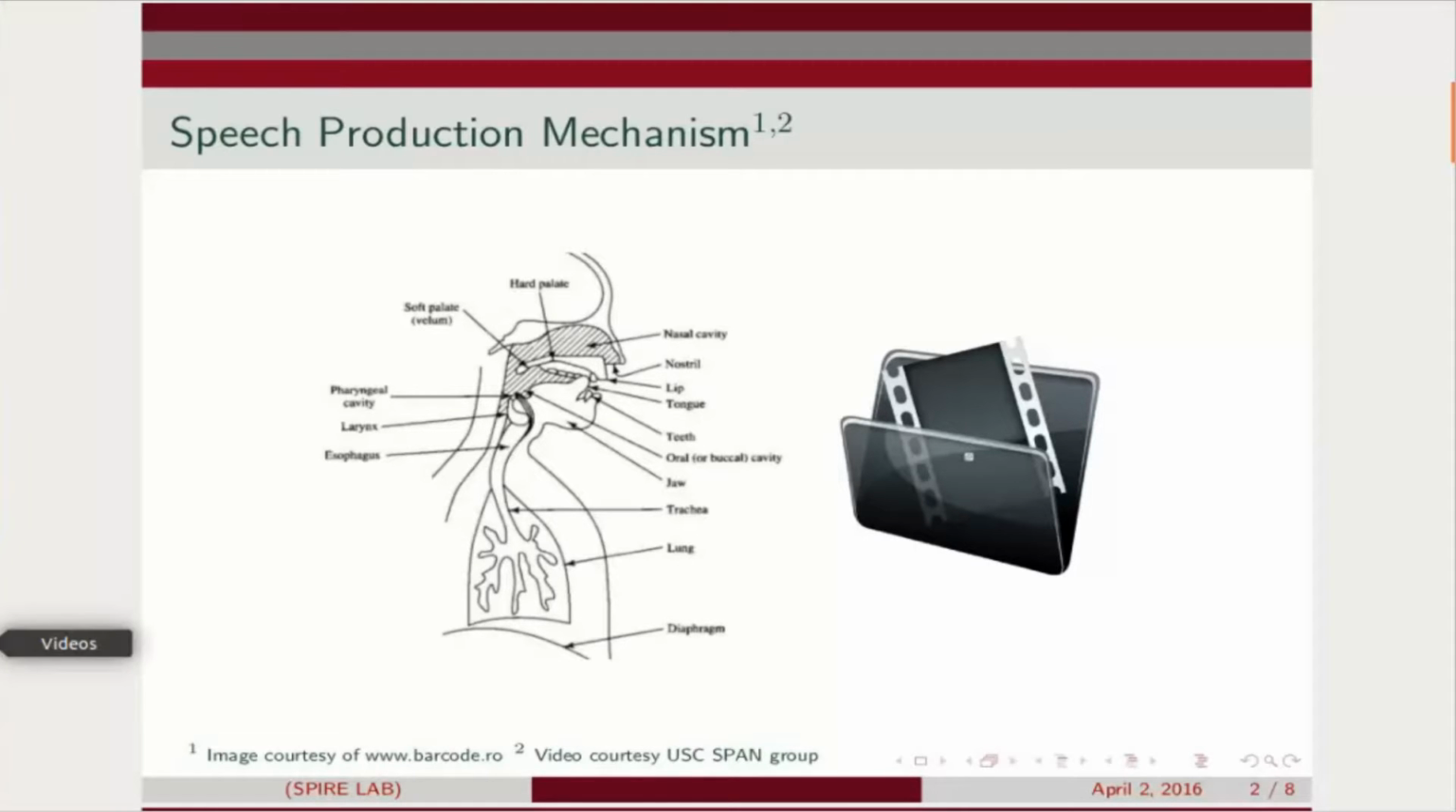To illustrate, here is an fMRI video where you can see the vocal folds and the articulators like the tongue, lips, jaw, etc. moving during speech production.